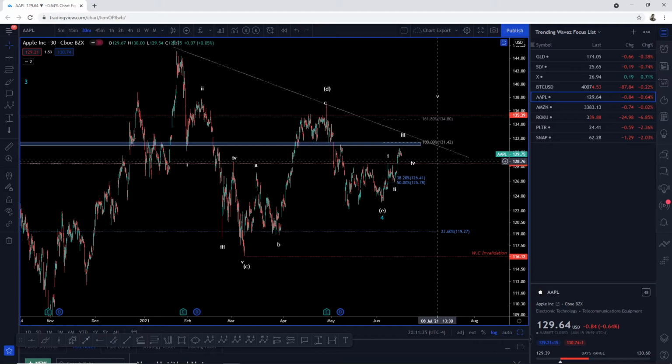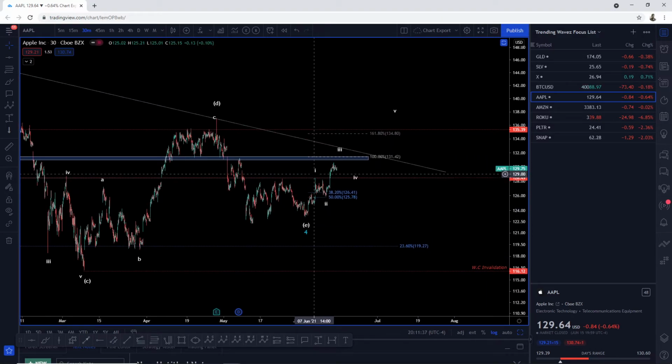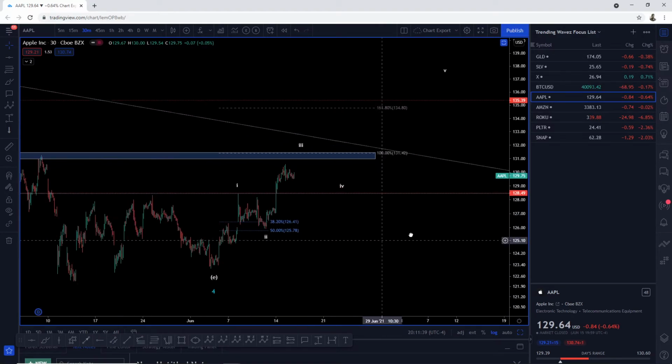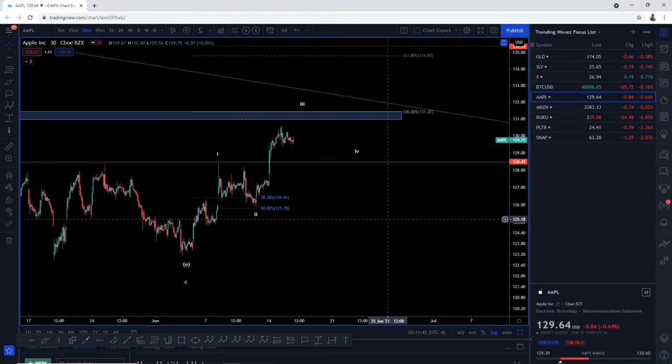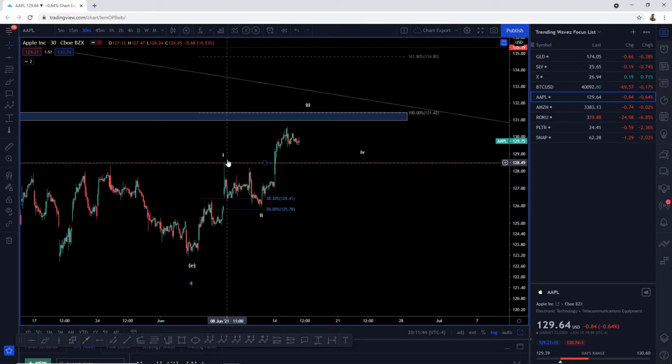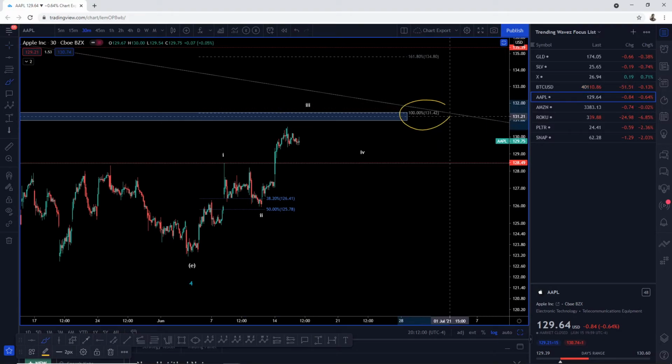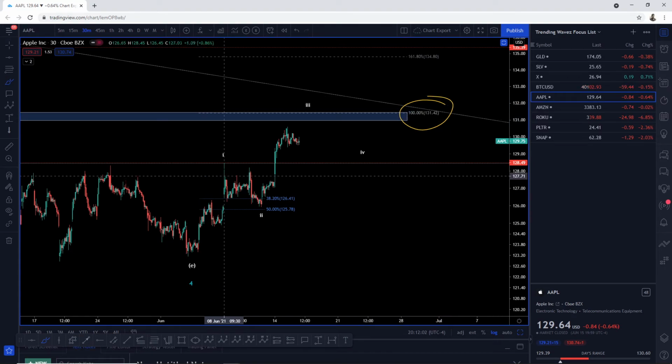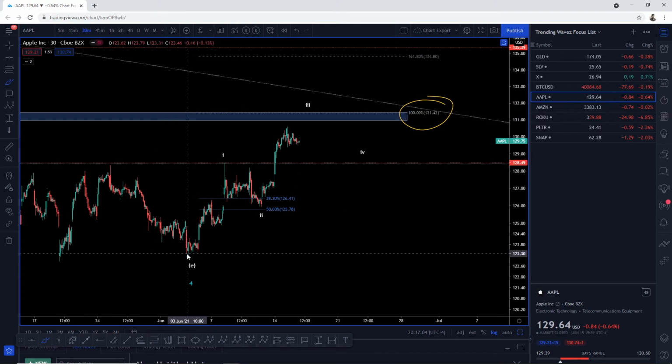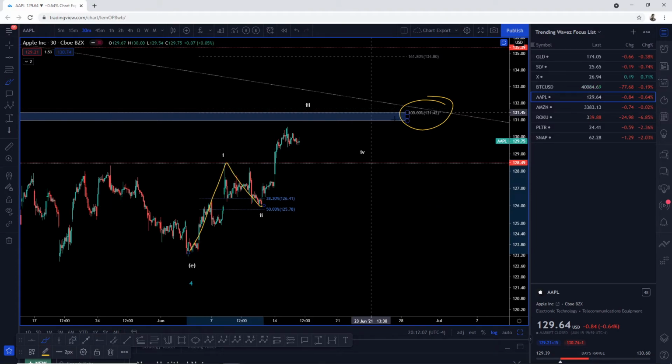Taking you to the 30-minute time frame, we go up in 1. Let me zoom in here so it's a little bit more clear. Here we go. Up in 1, ABC down in 2, 50% retracement support, and now we're forming an impulsive structure into the upside. So 1, 2, 3, 4, and our potential last wave into the 100% extension at 131.42. This level over here is the 100% extension of wave 1 compared to wave 2.